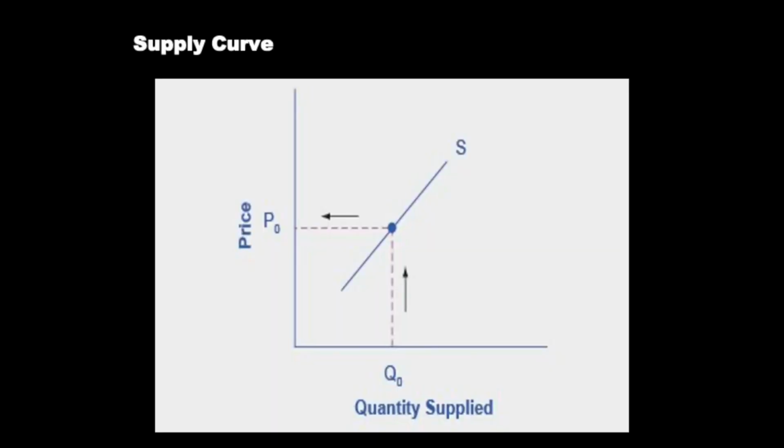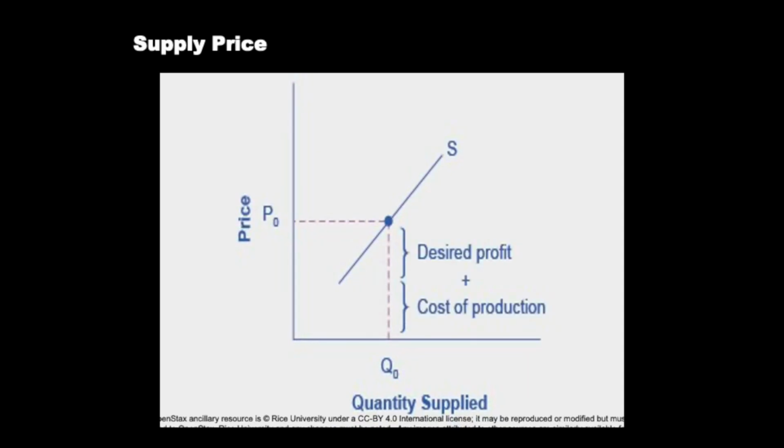The supply curve can be used to show the minimum price a firm will accept to produce a given quantity of output. Supply price: the cost of production and the desired profit equal the price a firm will set for the product.